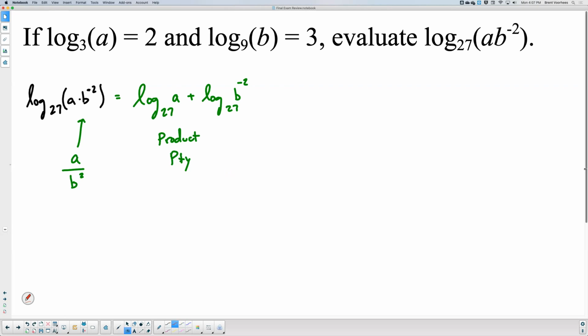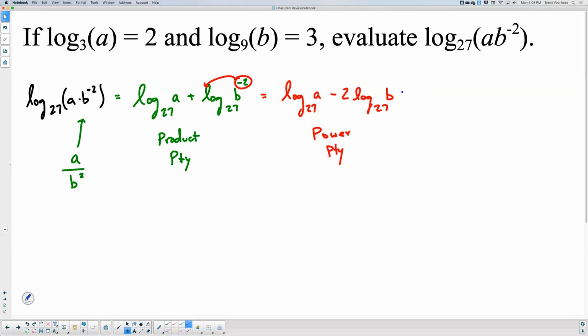Now what can I do from here? Now I'm going to do the power property. So I'm going to take this -2, move it to the front. It's going to multiply in the front. And so this would equal log base 27 of A minus 2 log base 27 of B. Notice what I said earlier about how you could have done this as quotient. But the way I did it here, this is a power property. So can I substitute? Well, not quite yet. I need this to be log base 3 of A. So let's do the change of base property.